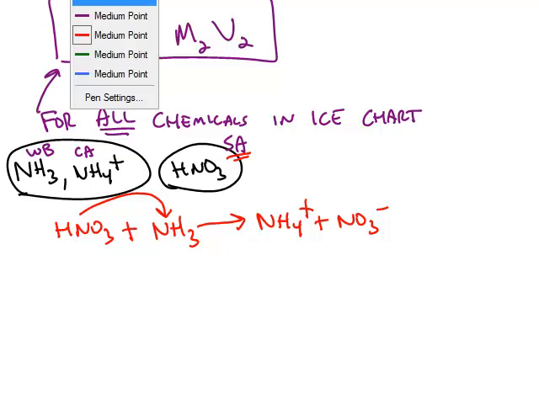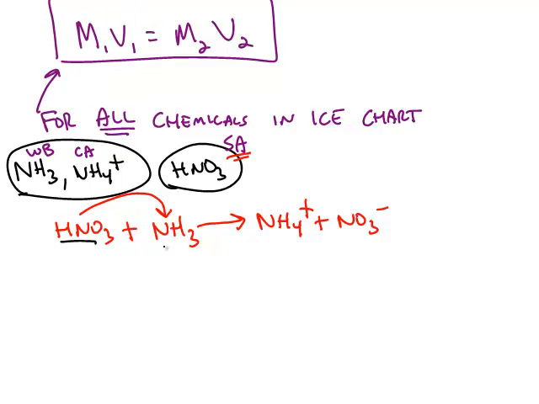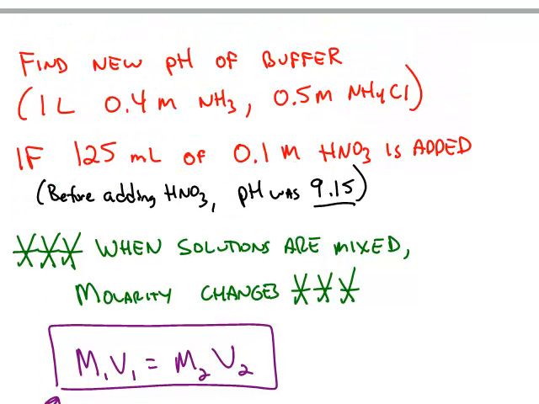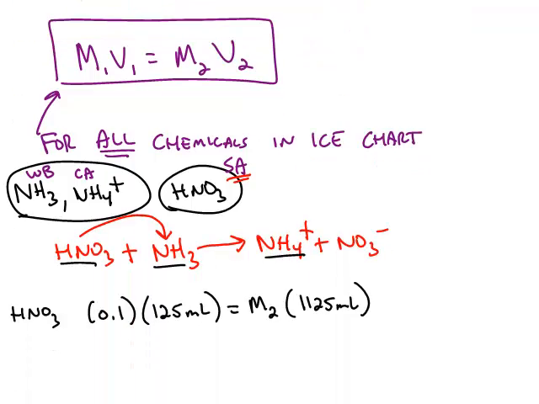So, for every chemical that's part of this ICE chart, we need to do our dilution shortcut, M1V1 equals M2V2. If we do this for the nitric acid, M1 is the starting molarity, which was 0.1. V1 is the volume of that solution used, which was 125 milliliters. M2, the diluted molarity, is what we're trying to solve for. And V2 is the total volume when two solutions were mixed together. In this case, 1 liter or 1,000 milliliters of the buffer was added to 125 milliliters of the acid, which makes our total volume 1125.